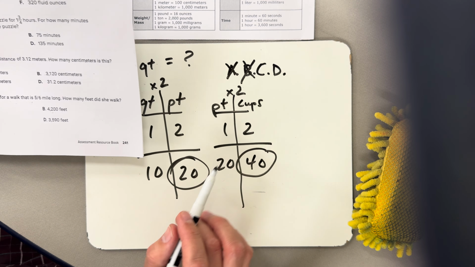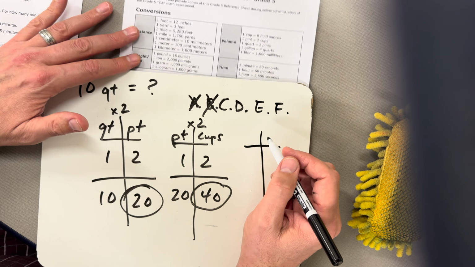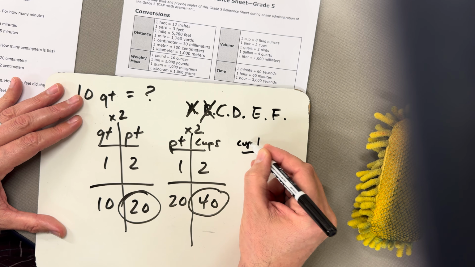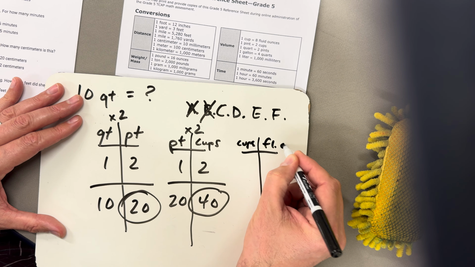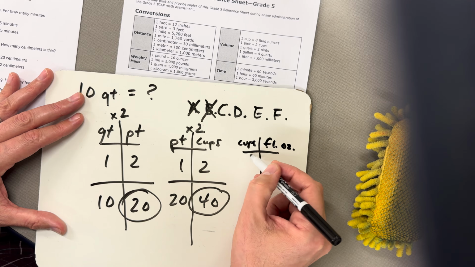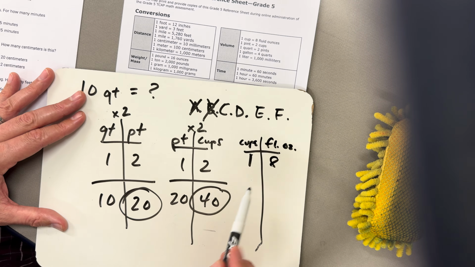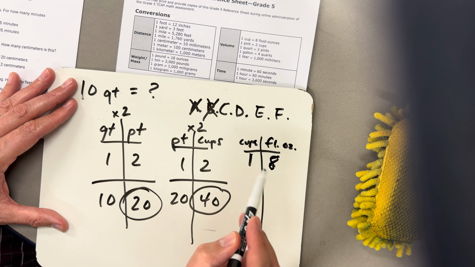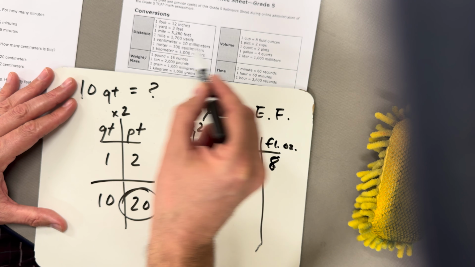So let's see, cups to fluid ounces. We can do that, because again, that's up on our little sheet here. So we can do cups to fluid ounces. 1 cup equals 8 fluid ounces. Again, I'm just getting all this information off my sheet here.